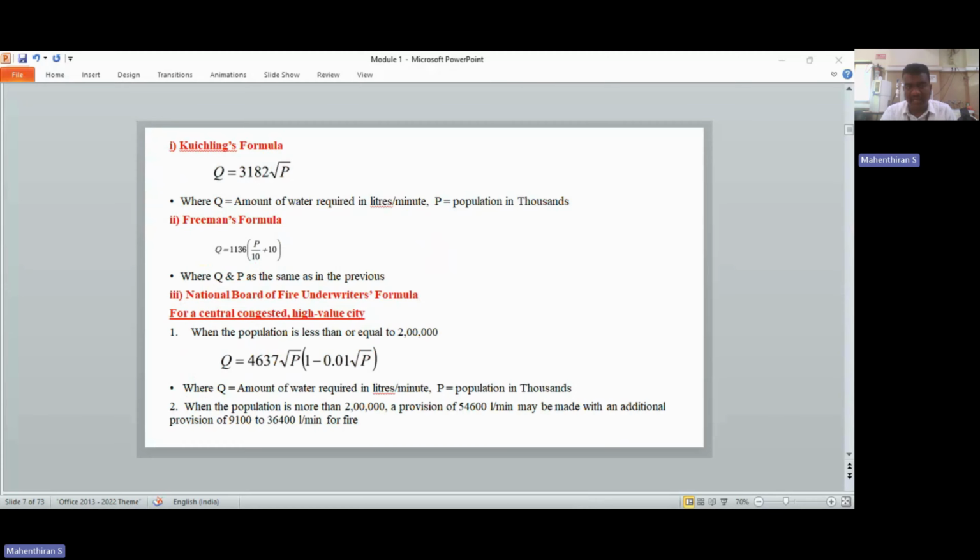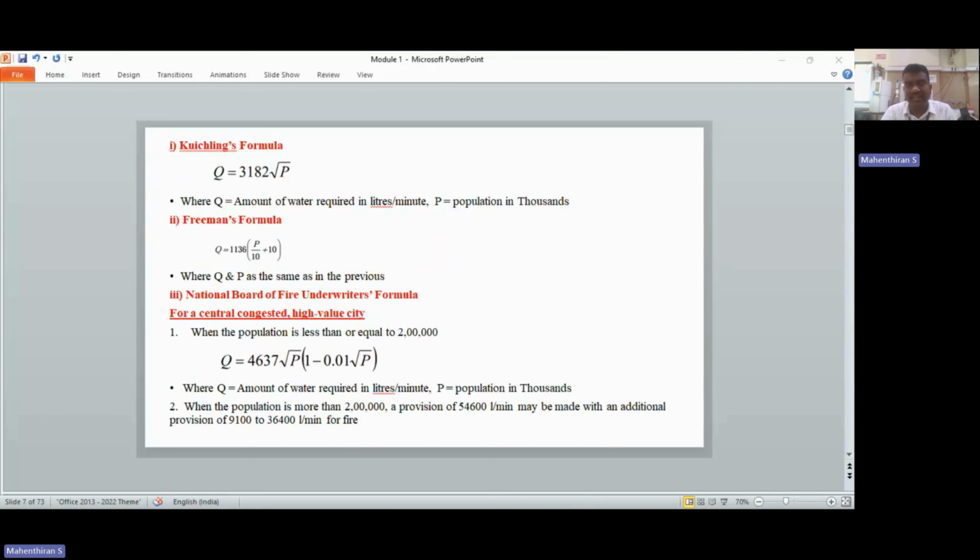Let us begin with Quichling's formula. It is Q equals 3182 square root of P. Q represents the quantity of water required for firefighting expressed in liters per minute, whereas P represents the population in thousands. Now let us understand this conceptually.